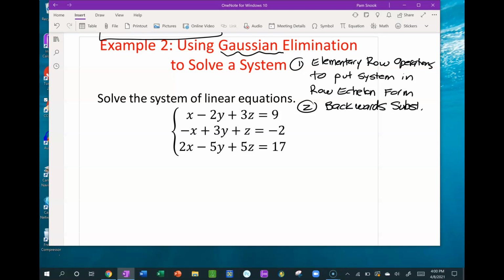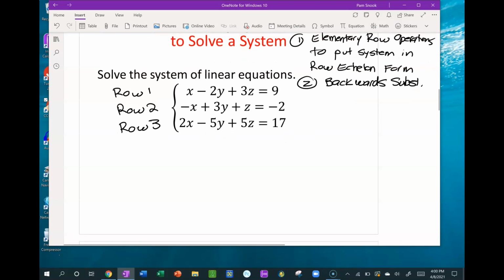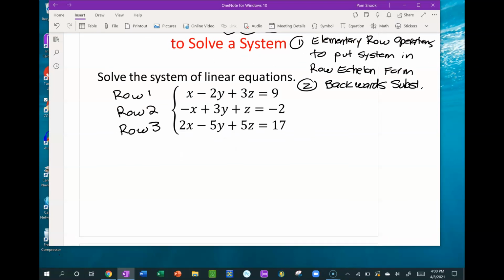So the first thing I'm going to do is I'm going to label each row. So this is going to be row one. Our first row in the system is row one. Our next one I'm going to call row two, and our last one is row three. And I'm going to start off with looking at my first row, and I have three variables in there. So row one is actually fine. I'm allowed three variables in my row echelon form, and that's already there. So I'm not going to make any changes to row one.